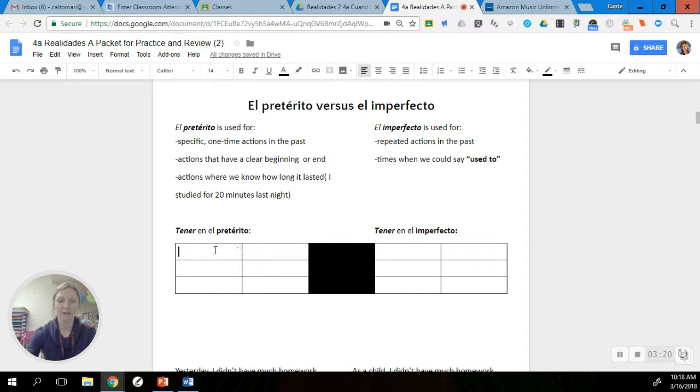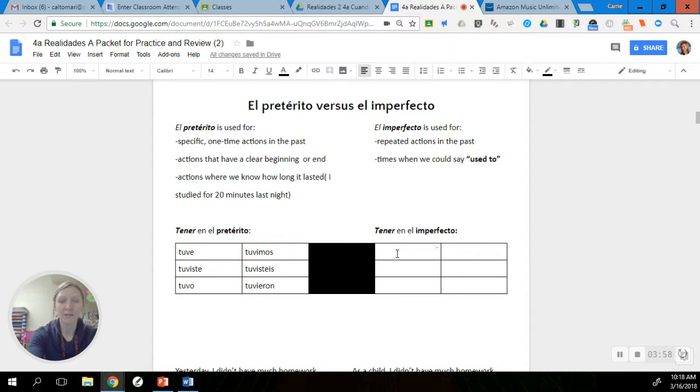So we know tener en el pretérito, las formas son tuve, tuviste, tuvo, tuvimos, tuvisteis, y tuvieron. Okay? Those are your forms in el pretérito. Those are ones you've already learned. Okay, seniors, this may be good review for you because I don't remember how much I covered this with you when you were in Spanish too.